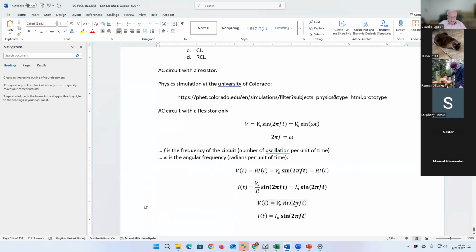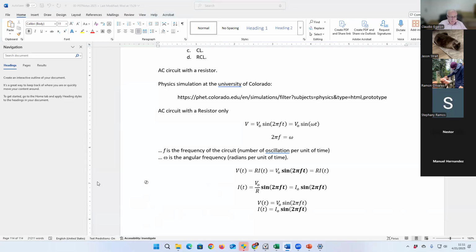Note that they have the same argument. The sine has the same argument. They have very similar relationships, right? They are both directly proportional to the sine of 2 pi ft. They are both proportional to that. We don't say the same for the other types of circuits.